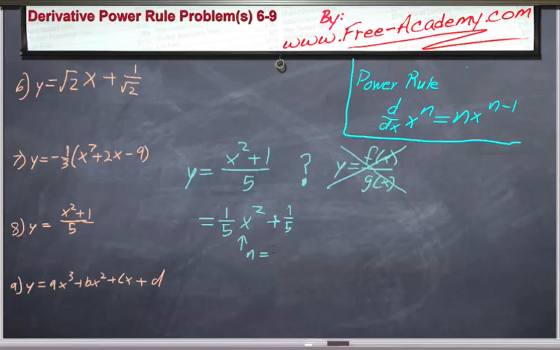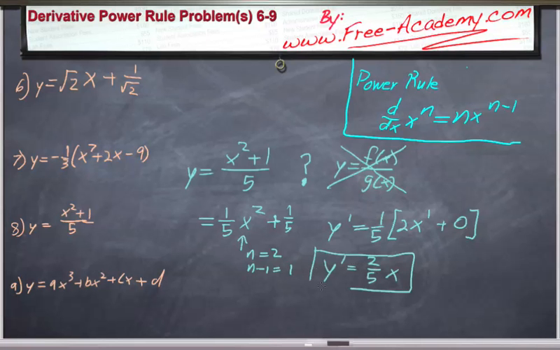Now we take a look at this. We have n equals 2 and n minus 1 equals 1. So the derivative, y prime, is equal to 1/5 times n x to the n minus 1, plus the derivative with respect to x of 1/5, which is equal to 0. The derivative of a constant is always 0. So y prime equals 2/5 x.